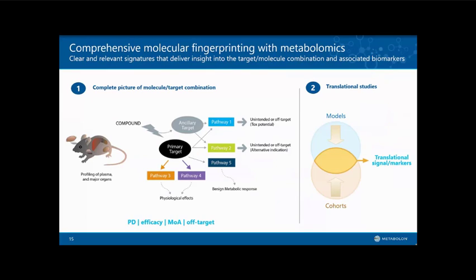And if we go back to some of the lessons that Greg was conveying in his intro about what metabolomics can do, essentially it can offer a fingerprint of the phenotype or the physiological trait of a system. Really what people are ultimately doing in pharma R&D with metabolomics is using it to get really clear and relevant signatures of that target molecule combination and then those associated biomarkers.